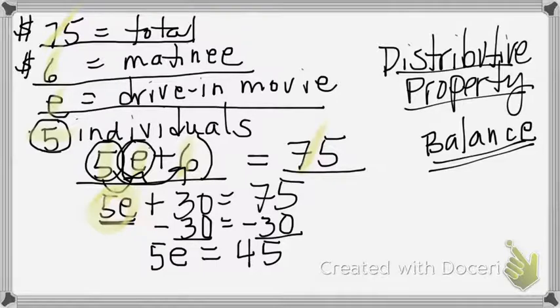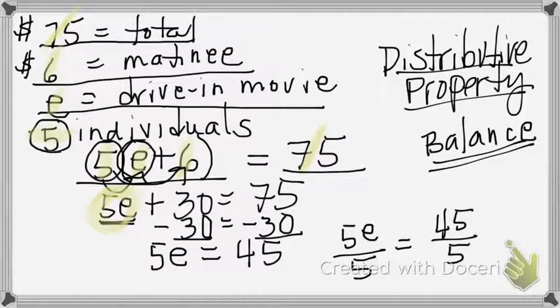I can do that right here because I can see that 45 divided by 5 is 9. But if I want to do this more correctly, I would divide both sides by 5, or multiply both sides by 1/5, which is the same exact thing. I could put 5e over 5 equals 45 over 5. Again, I'm multiplying by 1/5 or dividing by 5, because that's what fractions are, 45 divided by 5.